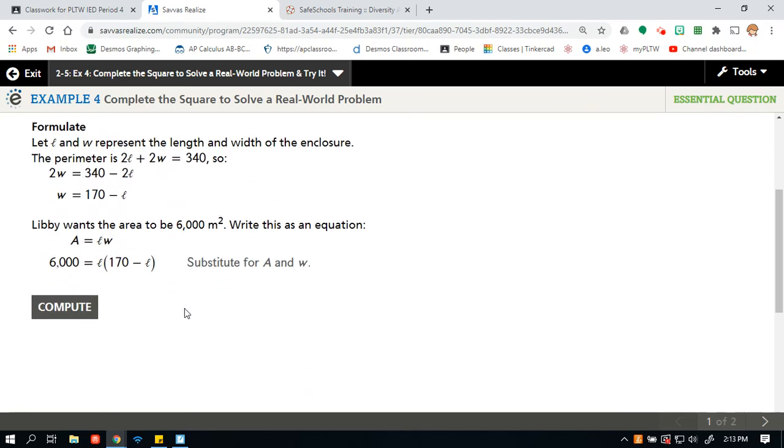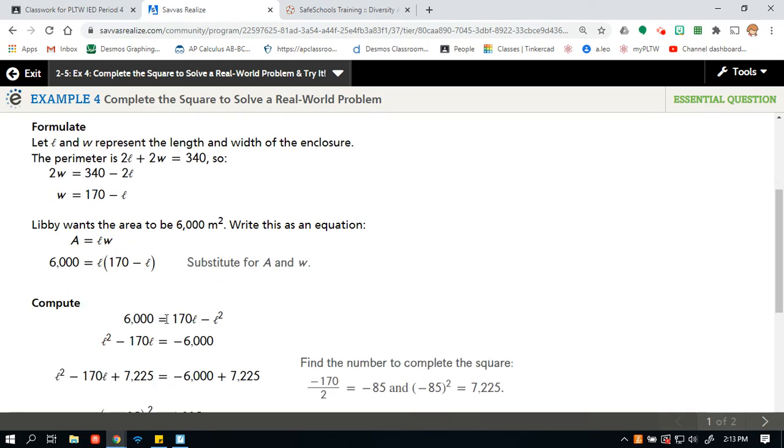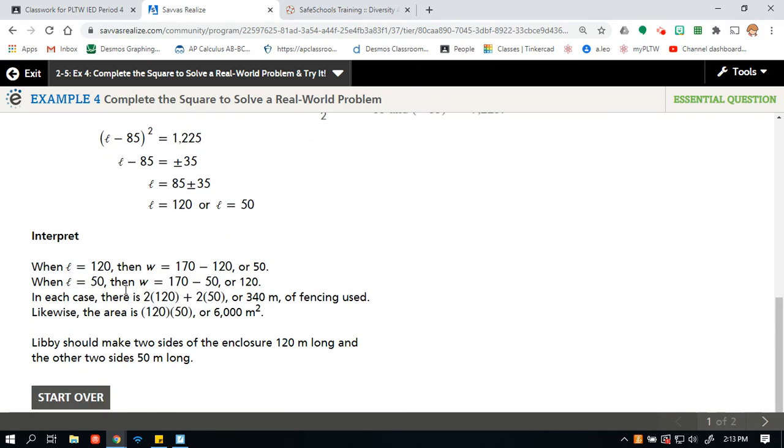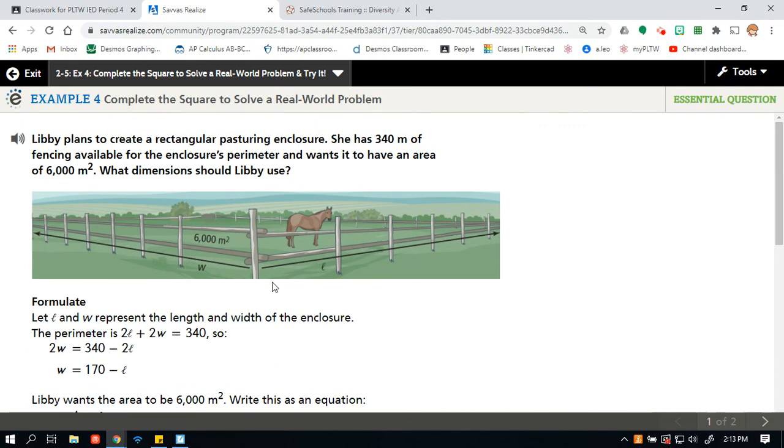So let's go back here. Let's look at their solution. They're computing it. They're plugging things in. They decide to go with length. So when the length is 120, then the width is 50. And when the length is 50, the width is 120. In each case, there are 2 times 120 plus 2 times 50, which gives us 340. And multiplying them gives us 6,000. So Libby should make two sides of an enclosure that are 120 meters long and the other two sides 50 meters long.